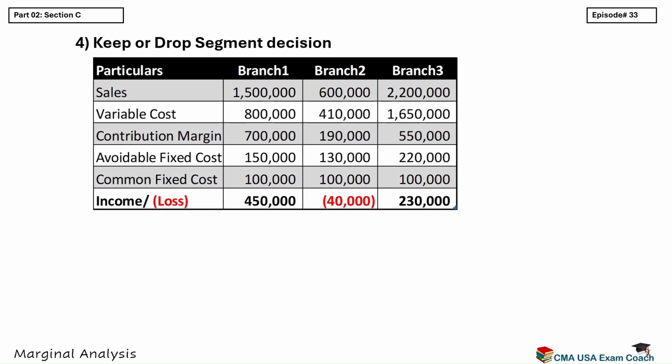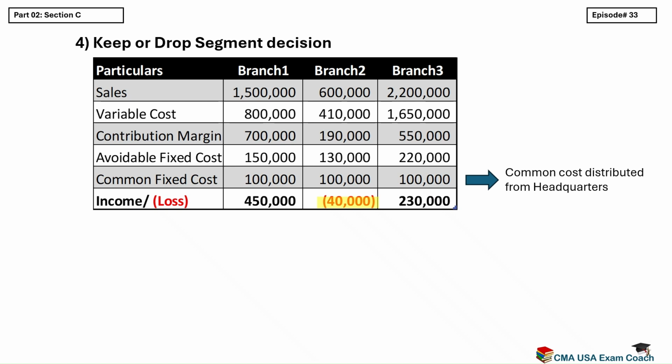From the table, at a glance, we can see that Branch 2 is making a loss of $40,000. So, someone might quickly assume that the management would decide to close that branch. But no, it's not that simple. A company doesn't just shut down a branch the moment it shows a loss. There are many other important factors that the management will look into before making such a decision. And that's what we're going to discuss here. Let's break it down carefully.